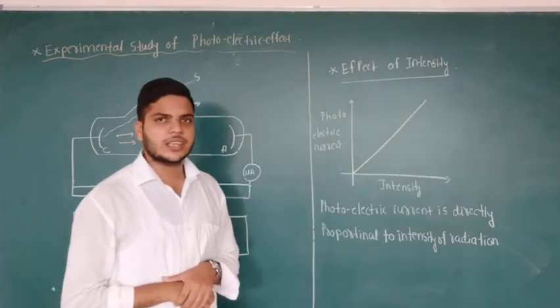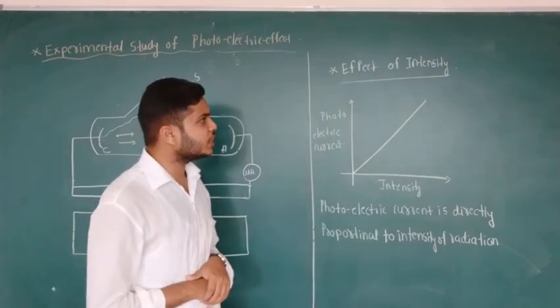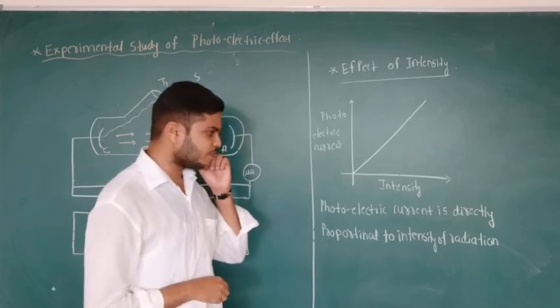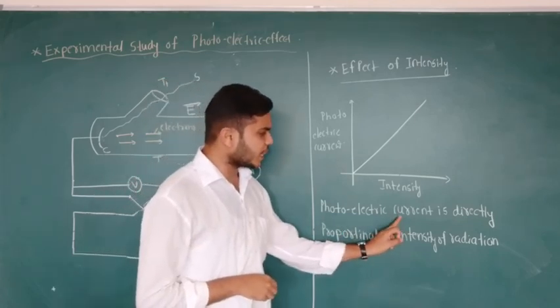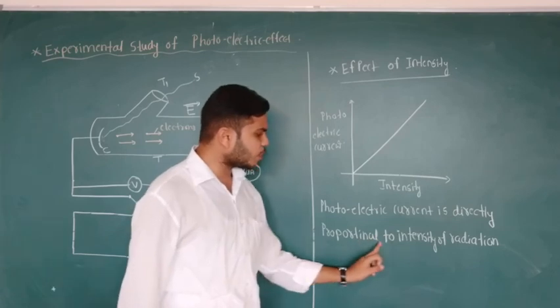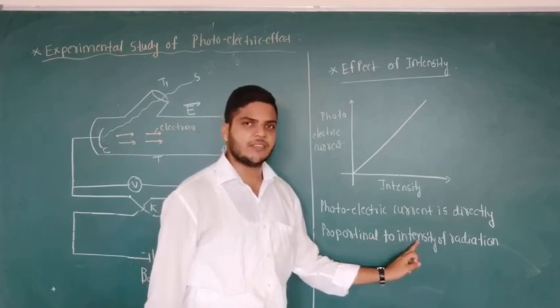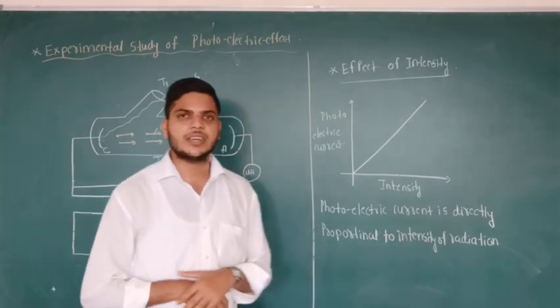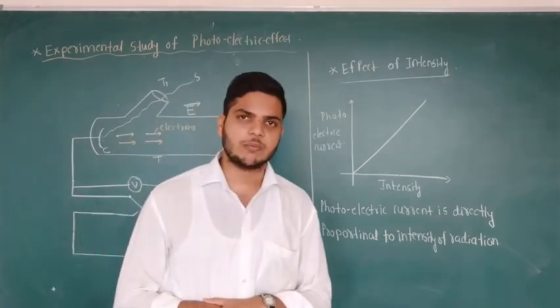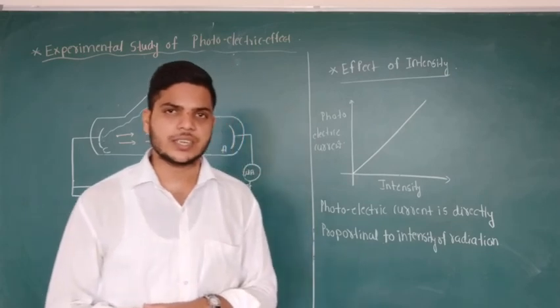Is it clear? Now what is the final conclusion? The effect of the intensity is that the photoelectric current is directly proportional to the intensity of radiation. If we keep on increasing the intensity of radiation, then the photoelectric current will be more. Otherwise, it will be less.